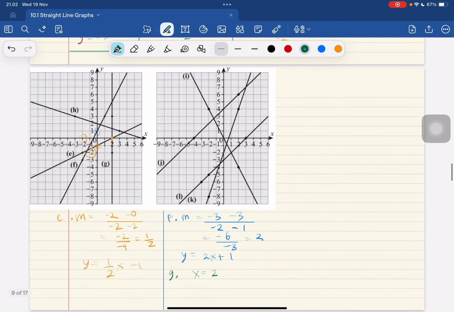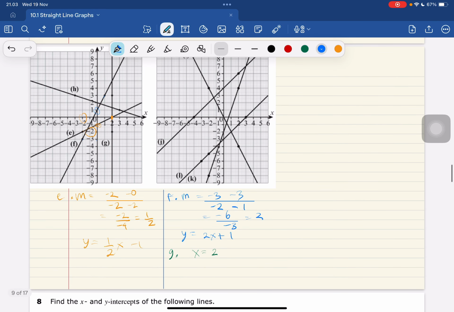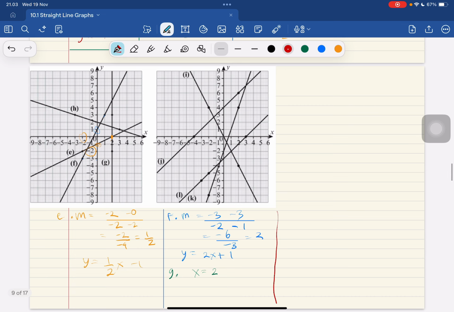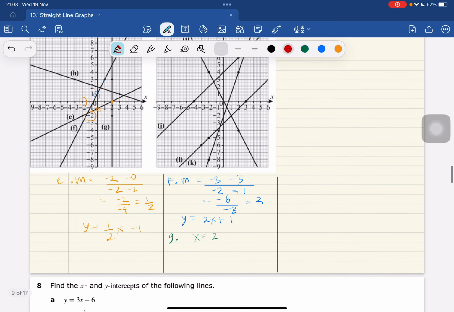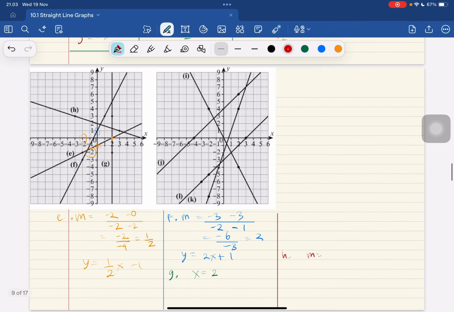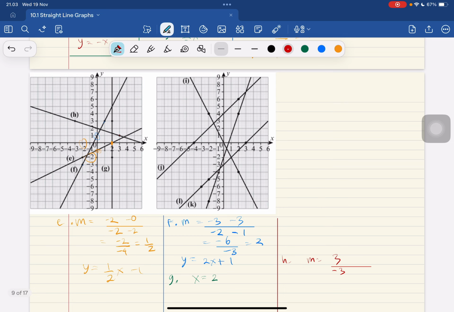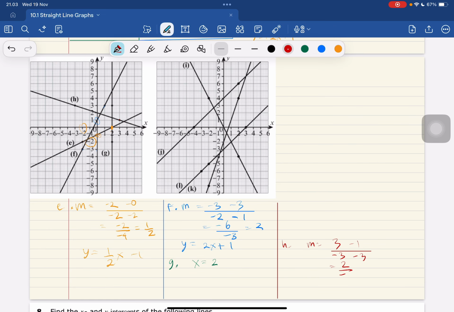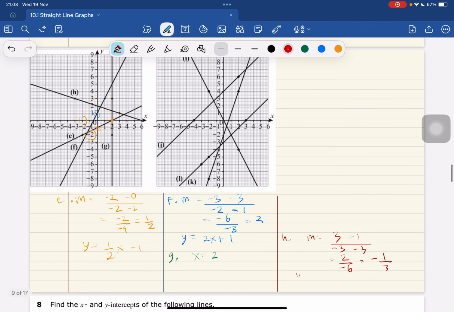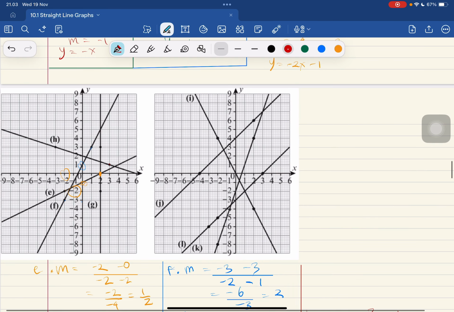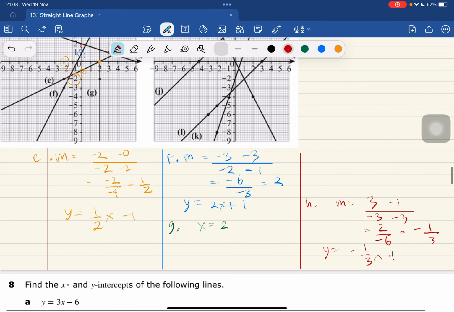Next for H. We'll use 2 points again. Here the x is -3, and another point, we will use 1 and 3. So it's going to be 2 over -6, or -1 over 3. Write it into the formula: y equals -1 over 3 x, and then the y-intercept is 2. So plus 2.